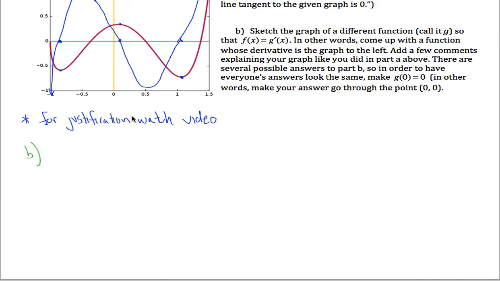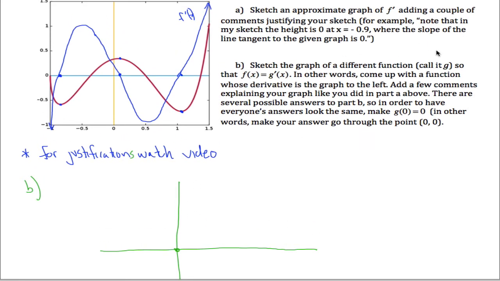Actually for justifications, because I'm going to skip part B also. So in part B, what I want to do is sketch a function. Whoops, it looks like the axis, so there's 0 right there. I want to sketch a function, call it g. And then that function will have the derivative be given by this red graph right here.